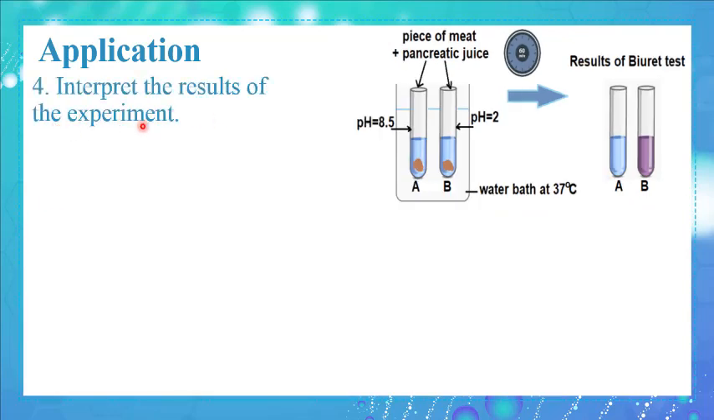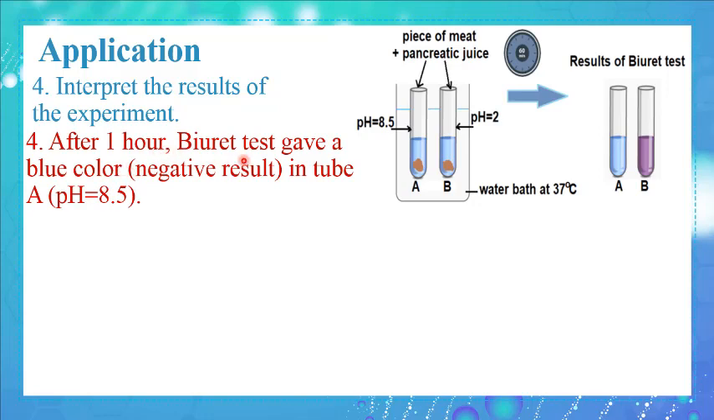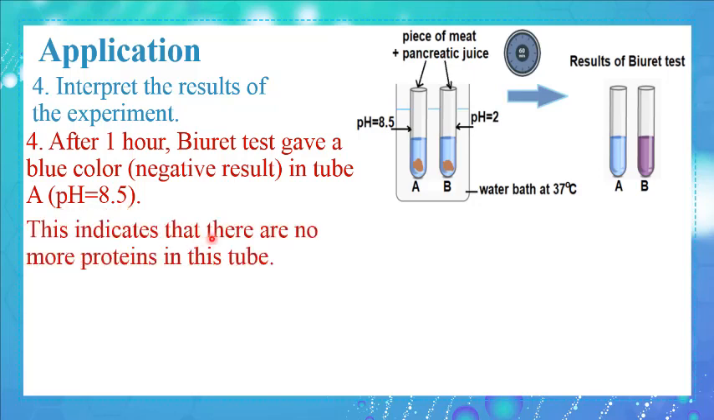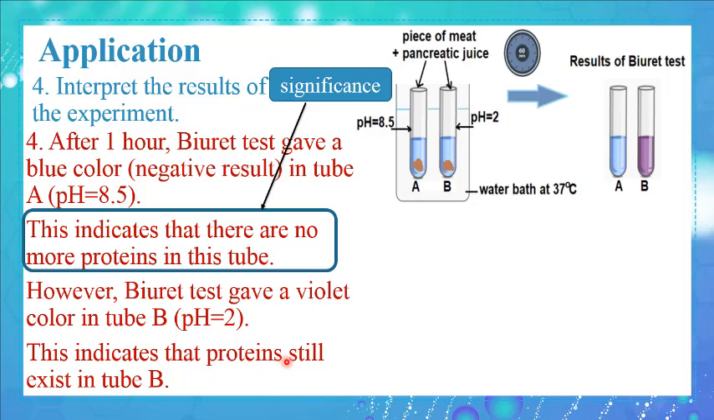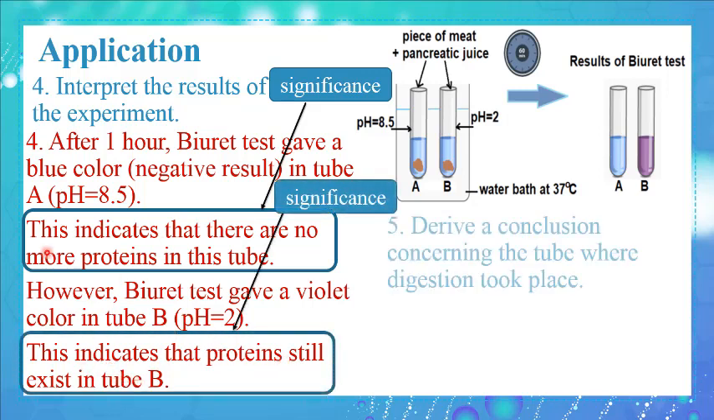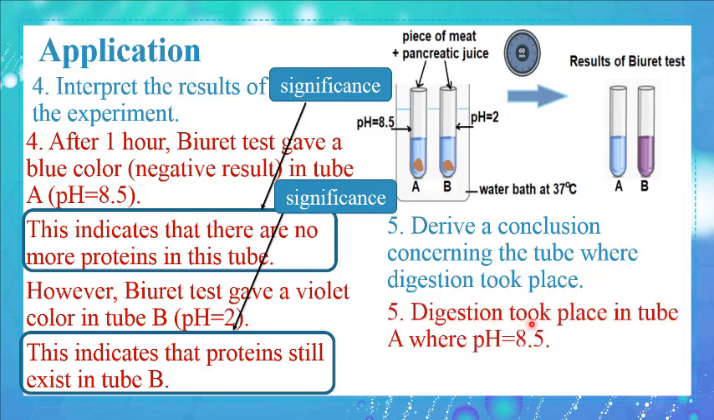Interpret the results of the experiment. Always try to start your interpretation with the results of the experiment. After 1 hour, the biuret test gave a blue color, negative result, in tube A where pH equals 8.5. This indicates that there are no more proteins in this tube. However, the biuret test gave a violet color in tube B where pH equals 2. This indicates that proteins still exist in tube B. Derive a conclusion concerning the tube where digestion took place. Digestion took place in tube A where pH equals 8.5.